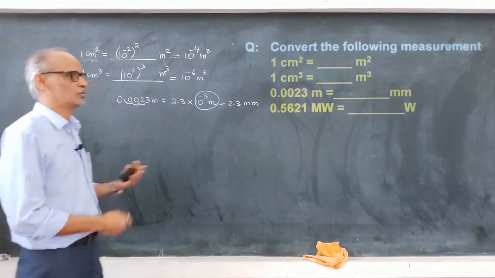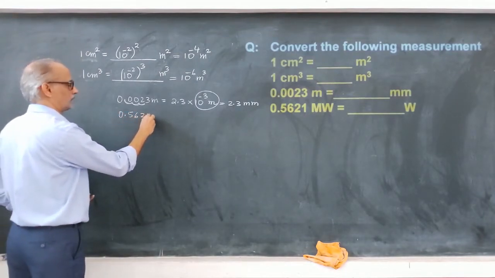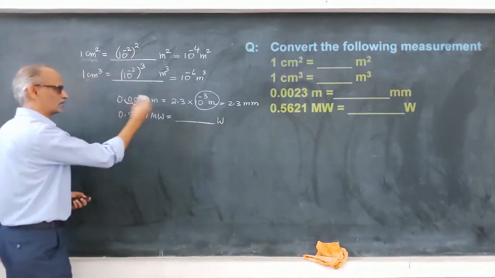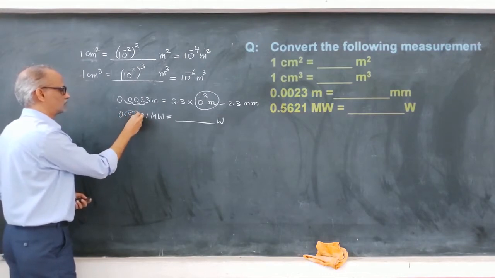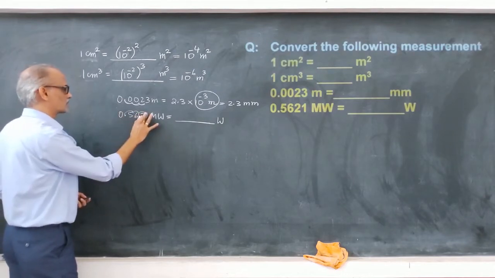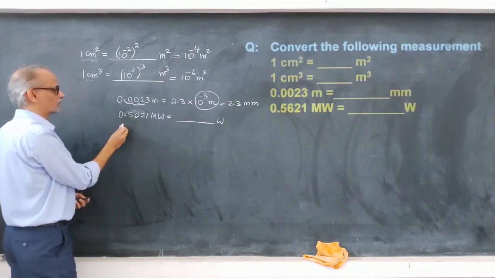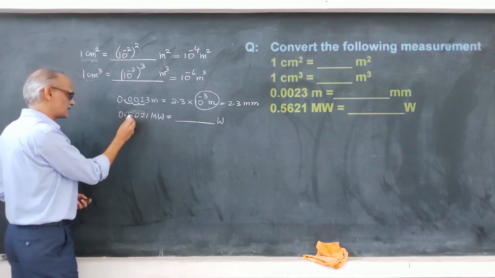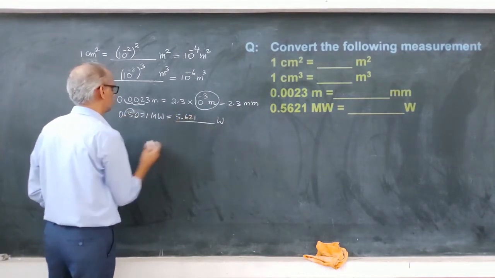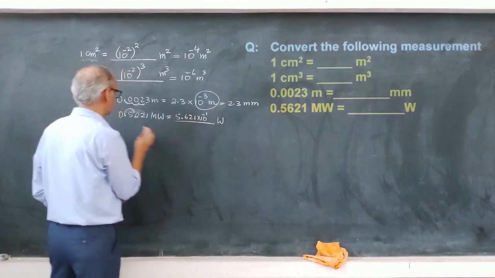0.5621 megawatt to watt. Okay. It's given megawatt to watt. So, we'll do the same here. Shift 1, 2, 3. Here the number is already shifted, so I'll just shift by 1 digit. Then I will write 5.621. Shifted by 1. So, 5.621 into 10 to the power minus 1.